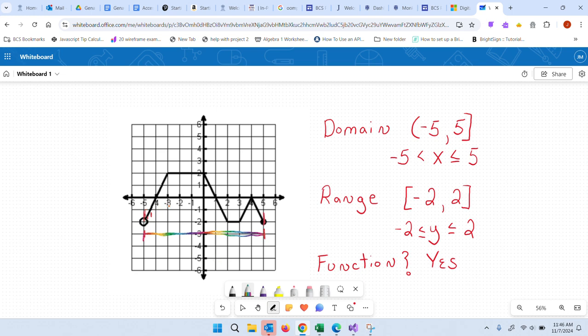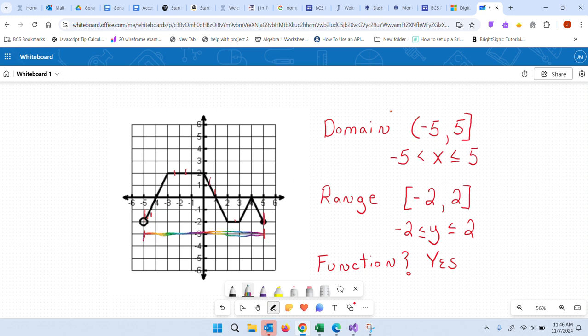So the x value can be anything across this line. You can see this is a solid line, so it can be any points in between. It can be 1.5, it can be 2.6, it can be anything like that, all the way from negative 5, not inclusive, all the way up to 5 inclusive.